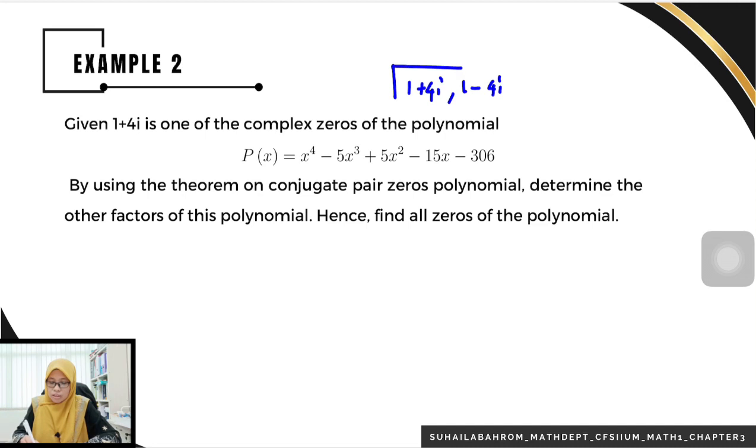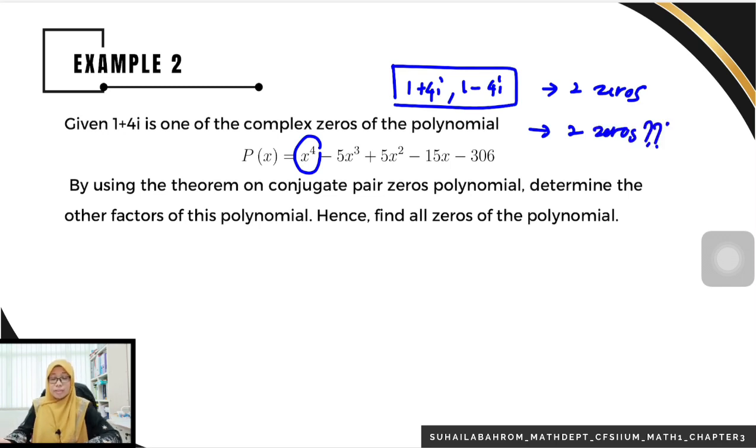Even though only one of the complex zeros is given, by using the theorem on conjugate pair zeros, 1 minus 4i, which is the conjugate, is also a zero. So we need to find the other two factors. We already have two zeros. Since the polynomial is of degree 4, we need to get the remaining two zeros. We do not know whether they are complex zeros or real zeros. That is your task: to get the other two zeros, then you can identify whether they are real zeros or complex zeros.